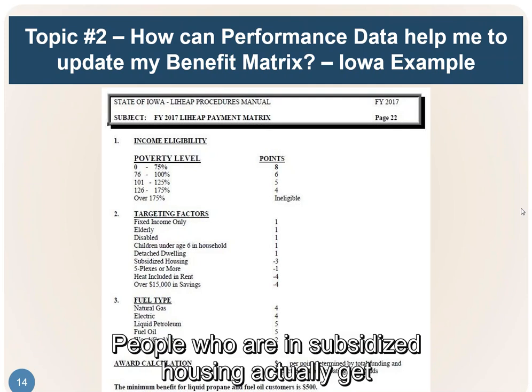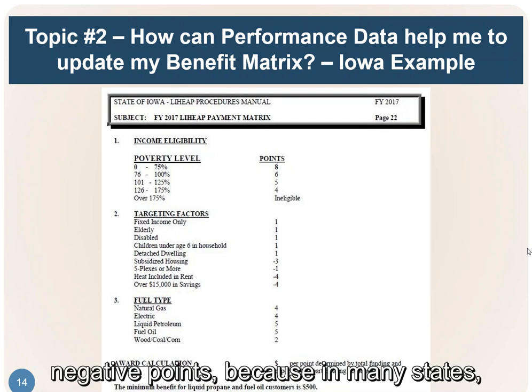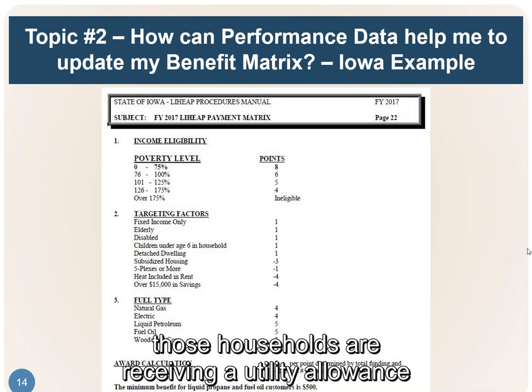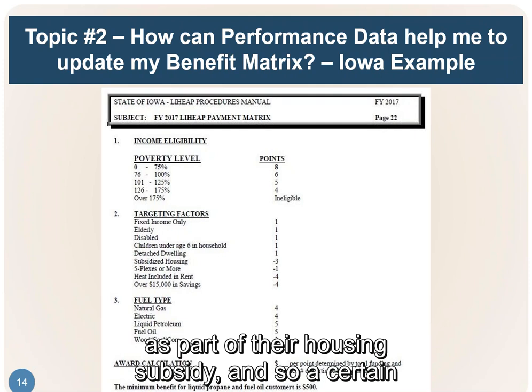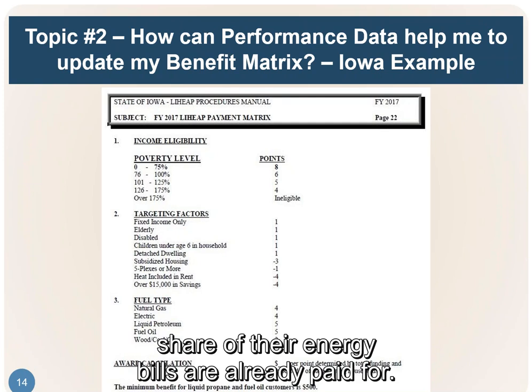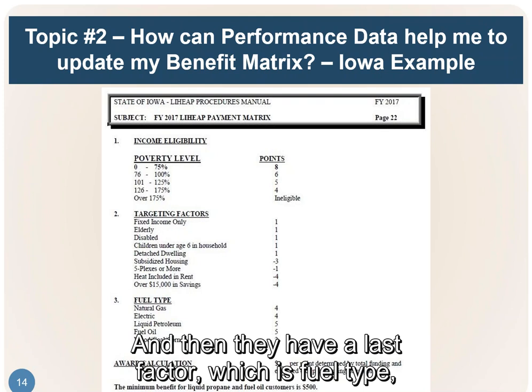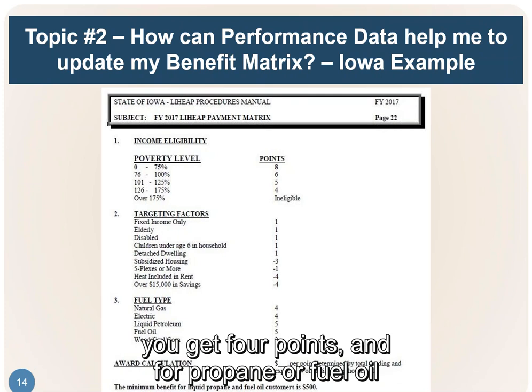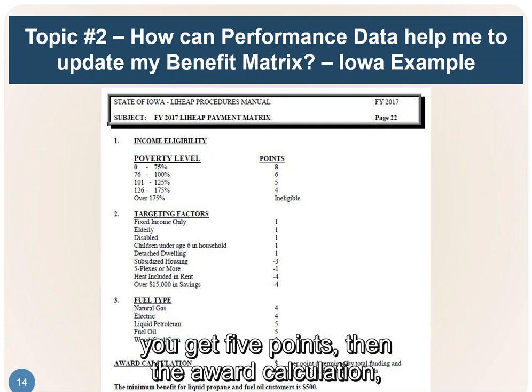People who are in subsidized housing actually get negative points because in many states, those households are receiving a utility allowance as part of their housing subsidy, and so a certain share of their energy bills are already paid for. And then they have a last factor, which is fuel type, which is that for natural gas or electric, you get 4 points, and for propane or fuel oil, you get 5 points.